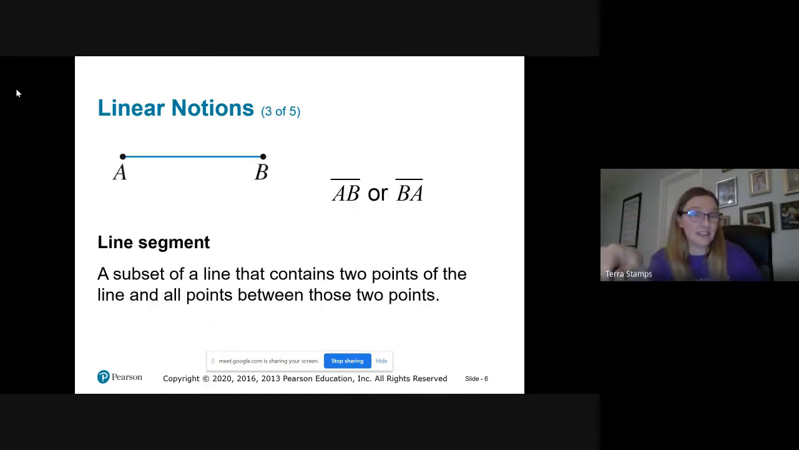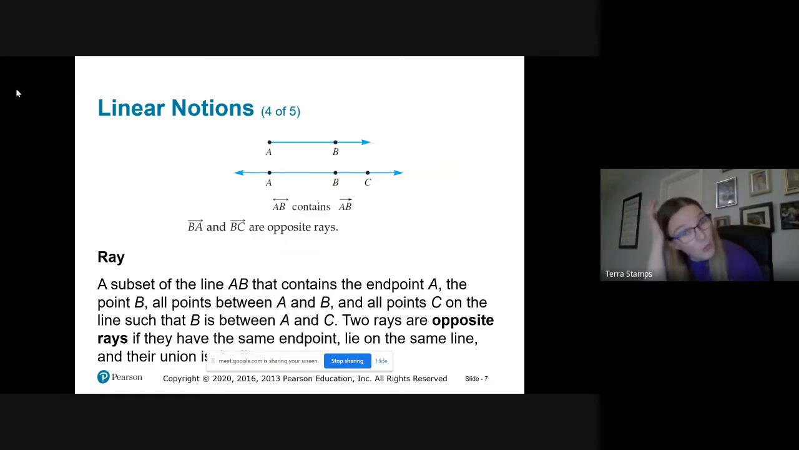Line segments. A line segment is just a part of a line and there's endpoints, right, contained. So a line segment is just any 2 points on a line and all the points that are between them. A ray is a point on a line and then all the points to one side or another. Now we can even go so far as to talk about something called opposite rays. Opposite rays have the same endpoint and together make up a straight line.